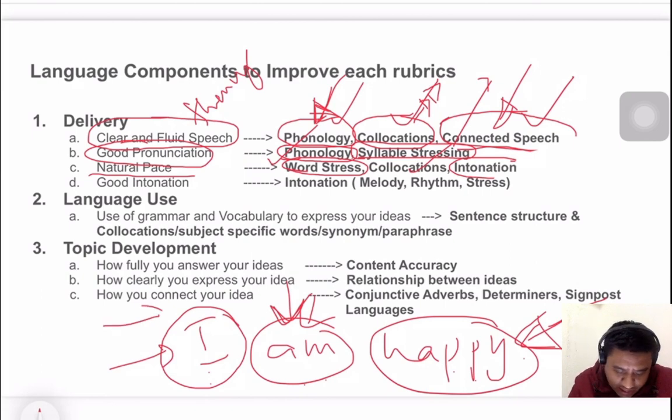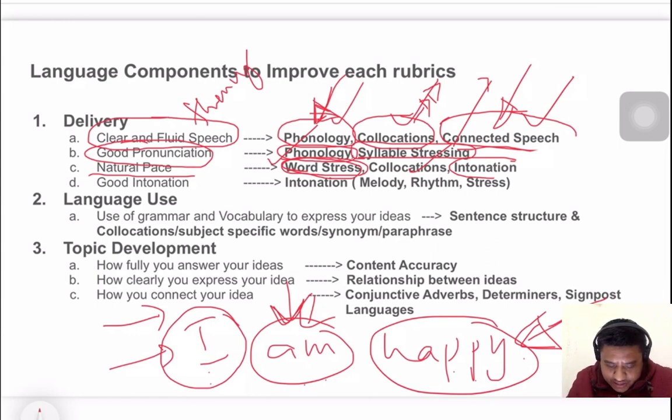Or you could stress I also. I am happy. Then it means I am happy, it's not somebody else who is happy. So can you see how the meaning of the sentence changes based on which word you stress in a given sentence, right? This is also very important when we talk about natural pacing, when we have to go up and down, so when you have to maintain that natural pace.